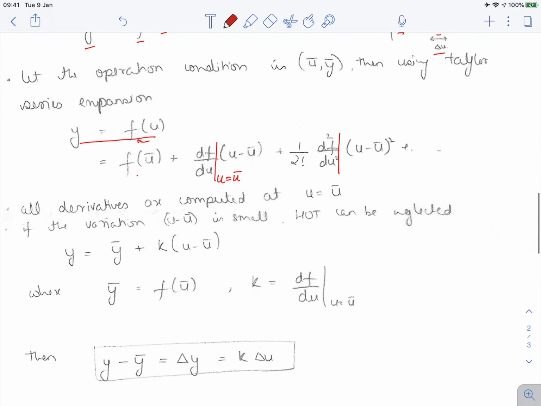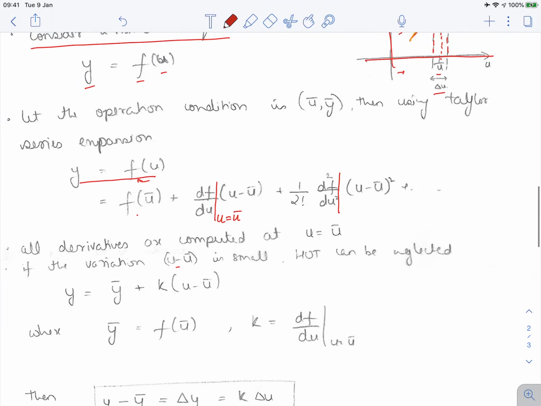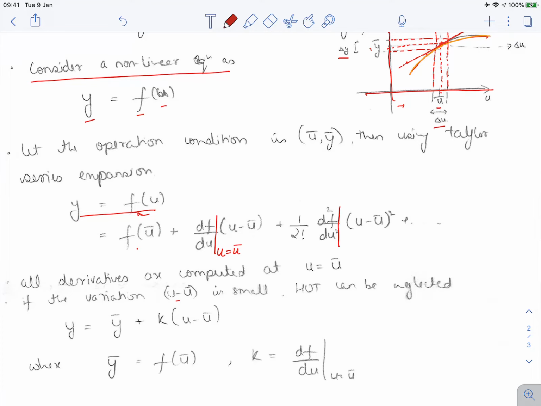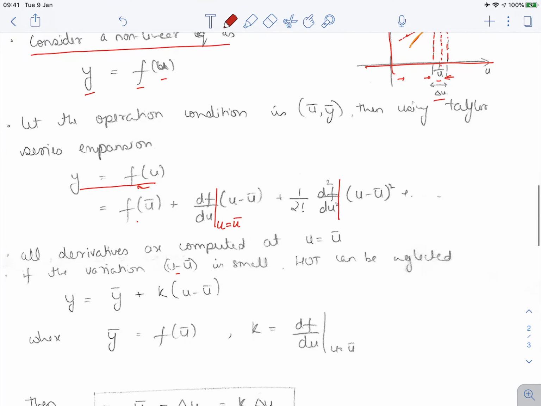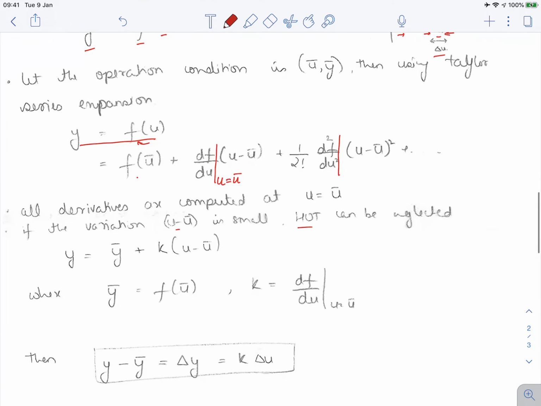Okay, now let's see if the variation u minus u bar is small, which we have already ensured here, that around this u bar we only analyze in the close vicinity. So we know that u minus u bar is already very small, then the higher order derivatives can be neglected. So the remaining terms we have: y from the left hand side of this equation, y bar, which is the operating value of that function around that u bar, we have labeled this y bar, and df by du at u is equal to u bar would again be some constant term.